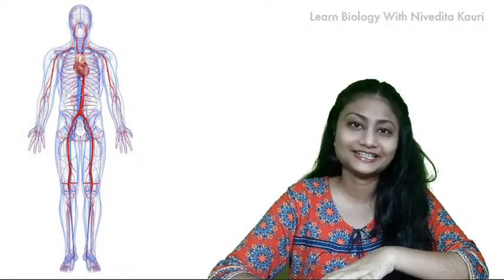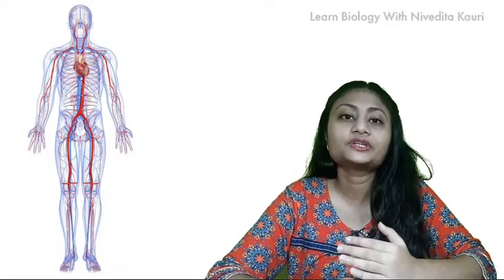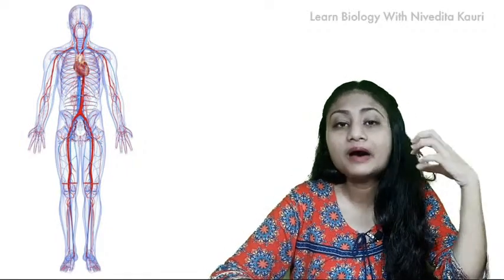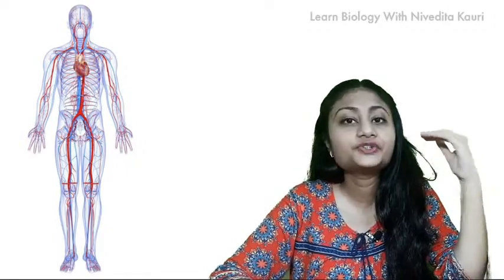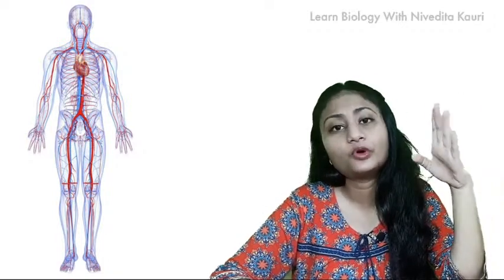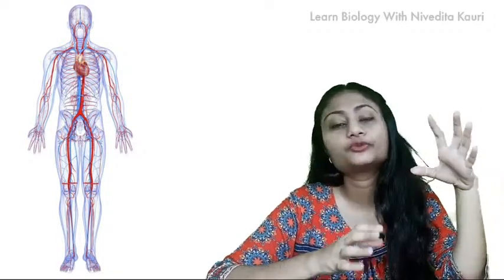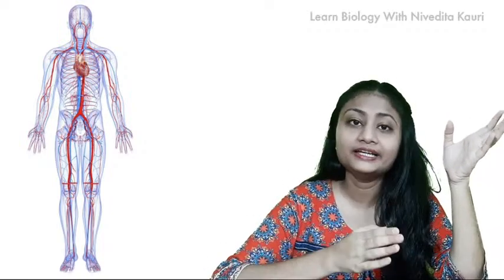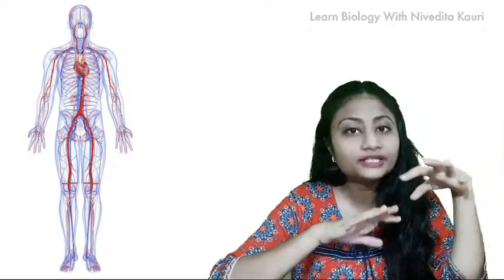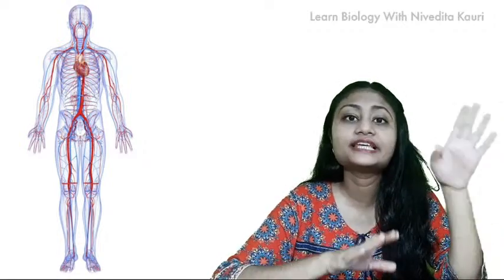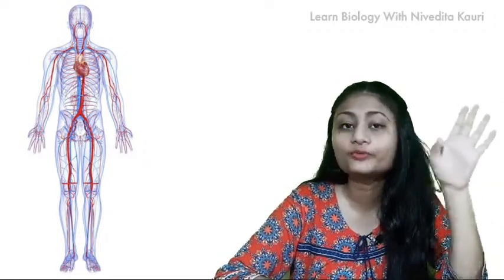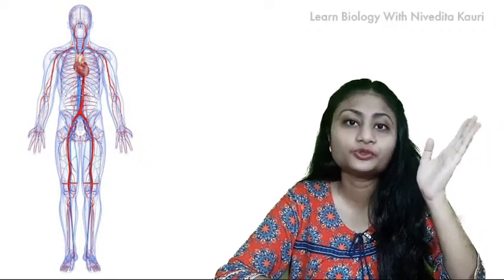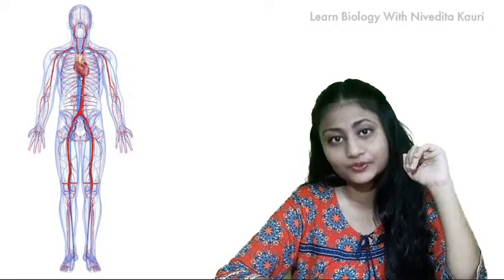So let's get started. The human circulatory system is of closed type. Blood is pumped by the heart. Then it reaches all the parts of body by a network of vessels, and then it again comes back to heart by vessels. So on its way, blood doesn't face any free cavity or free space. That's why the circulatory system of human body is said to be closed.